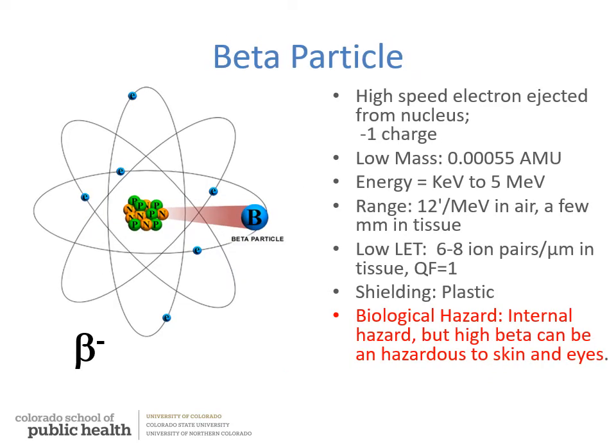Now, beta particles are just an electron being emitted from the nucleus. So they're high speed. They have a negative charge, but they have very low mass, even though they have very high energy. As a consequence, they can go about 12 feet in air and a few millimeters in tissue. But they have very low LET. They're not going to go very far, so relatively low quality factor. You can shield beta particles with something like plastic. They can be an internal hazard, but high concentration of beta particles can be a hazard to eyes and skin.